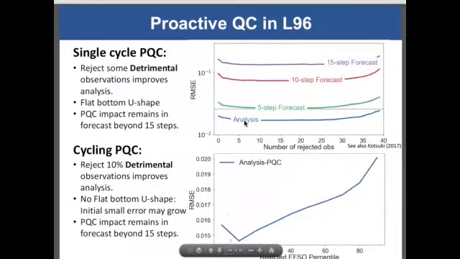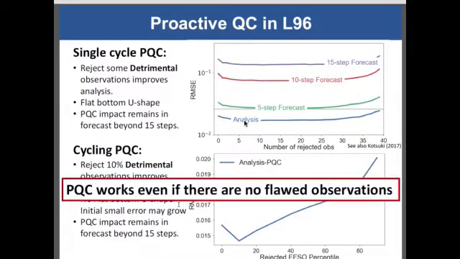So rejecting 10% of detrimental observations over cycles gives you the best result here. So here we're demonstrating that. In this experiment, there are no added flawed observations. So we're showing that PQC even works without flawed observations.